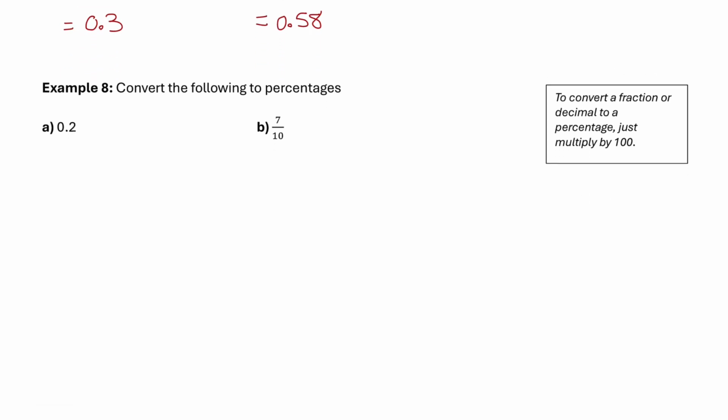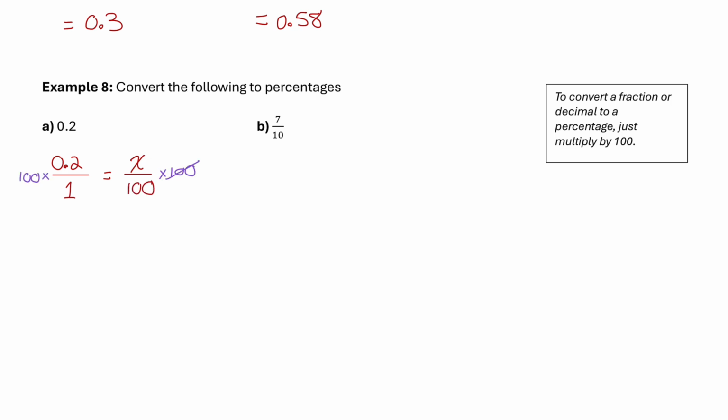Example 8 says to convert the following to percentages. Well, right now, this 0.2 as a fraction would be 0.2 over 1. Now I want to know what that would be equal to if I had it over 100. So what value over 100 has that same rate? I can just multiply both sides by 100. On the right, they cancel. And notice on the left, I just have 0.2 over 1, which is 0.2, being multiplied by 100. So to get x, all I'm doing is 0.2 times 100, which gives me 20.